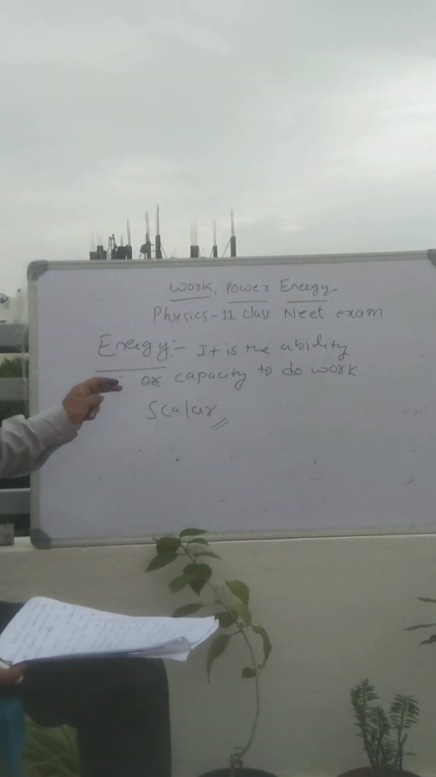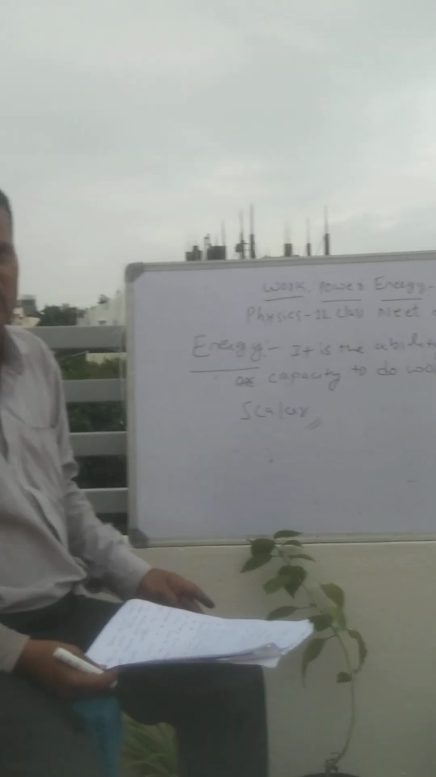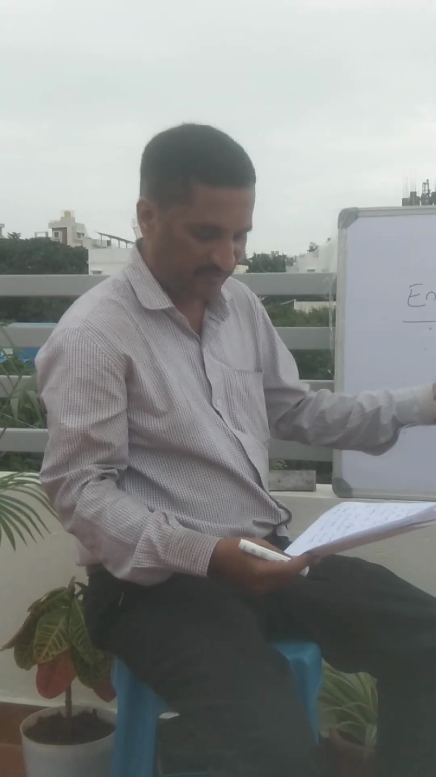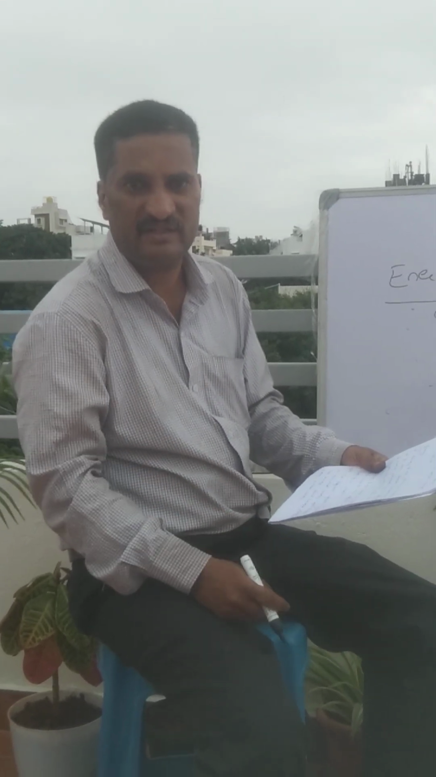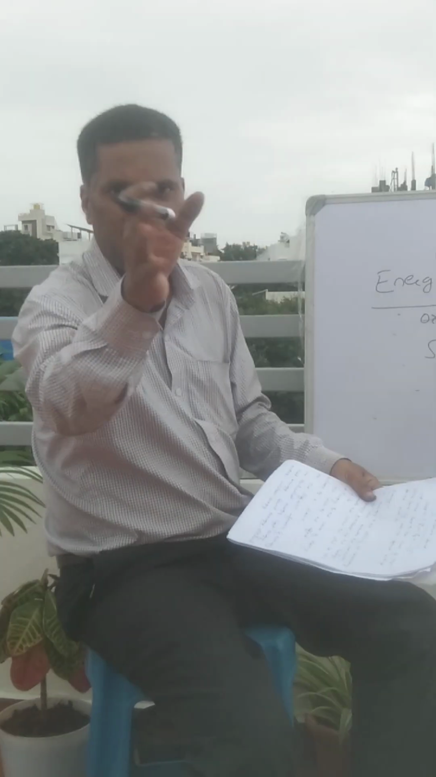Next we will switch to the unit for energy. Before going there, what are some examples of energy? We have different types of energy. Mechanical energy is there. We have light energy, heat energy, sound energy, electrical energy, and nuclear energy. By using nuclear energy, you can prepare nuclear bombs.